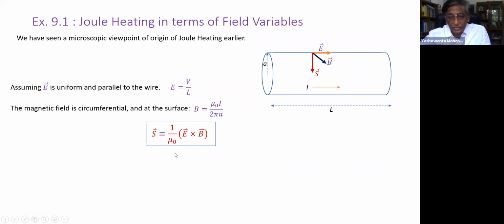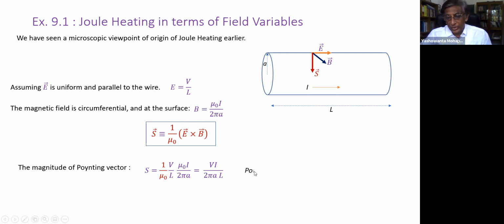And let's calculate the magnitude of the flux. So the magnitude of the Poynting vector is, we already know E and B, they're perpendicular, 1 by mu naught, V by L from here, and mu naught I by 2 pi a from here. Mu naught cancels, and so this will be equal to VI by 2 pi aL. Now that's an energy flux. We know the direction and we know the magnitude of the vector. This vector is pointing radially inward into the conductor.